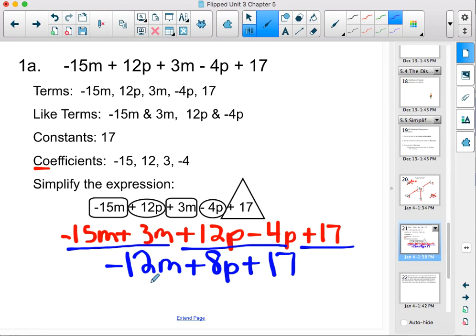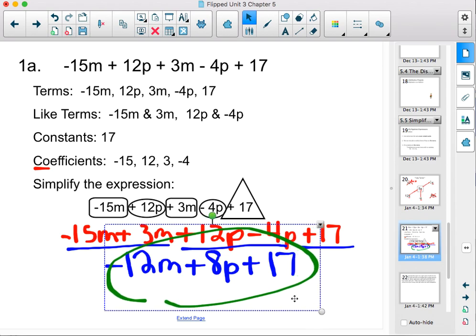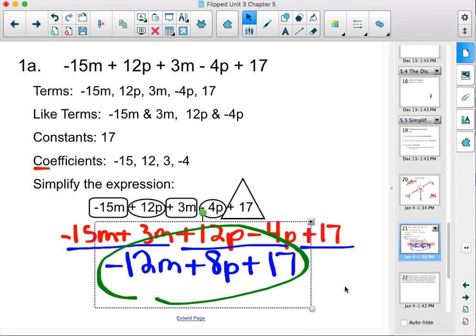If I try to simplify this expression any further, you'll see that I can't do it. I don't have any like terms. So no like terms means that I can't add or subtract anything else. This is as simplified as it gets. So my final answer is negative 12m plus 8p plus 17. I want to just remind you, 7th grade, simplify does not mean to solve. Simplify means that we're just rewriting something in its simplest form, and that's it for us. We cannot solve it down to one number. We can just get it down to the answer there in blue.